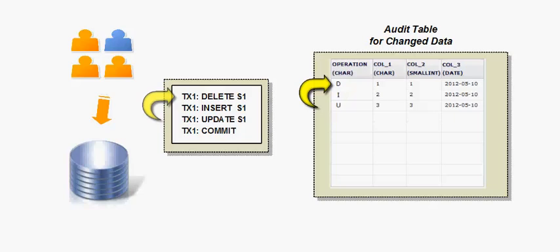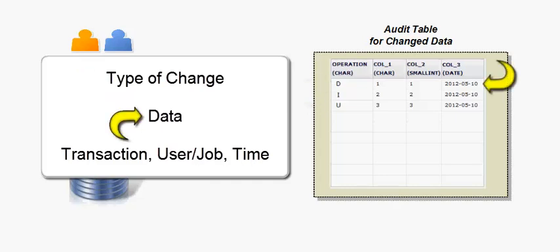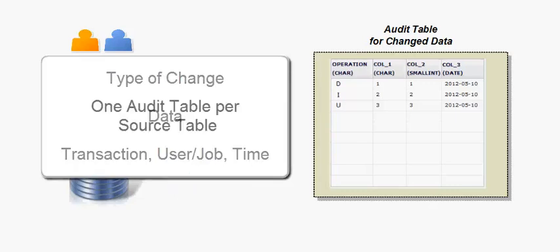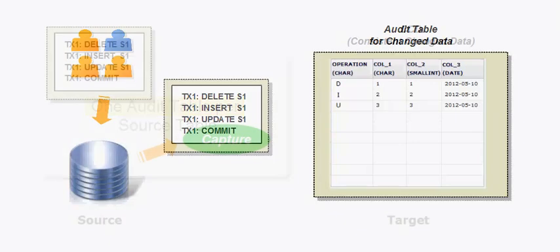That row in the audit table tells you the type of change made, whether it's an insert, update, or delete, the data for that type of change, as well as information about the transaction that contained the change and the user or application that made the change. And naturally, because the data is included, you would have one audit table for each source table being audited.